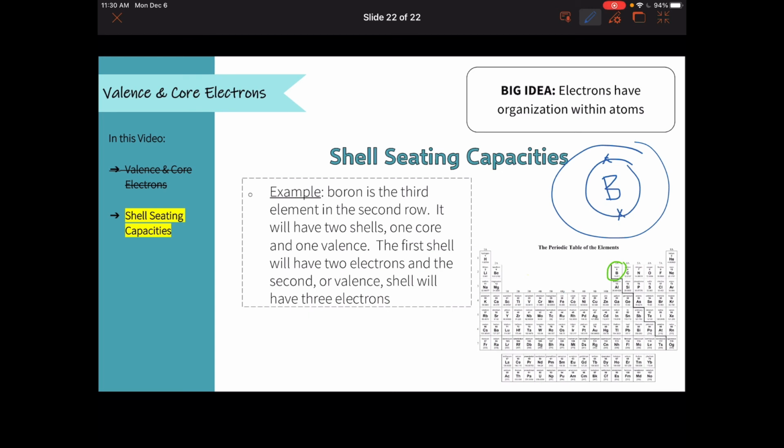So 1, 2. You know that first shell always fits 2 electrons. And then to find my valence electrons, I can count across, starting at the beginning. 1, 2, 3. Boron is the third element in its row, so it'll have 3 valence electrons. Or I can subtract. I know that boron has 5 electrons total, with 2 in the core, and so 3 is my number of valence electrons. And that's my completed Bohr model for boron.